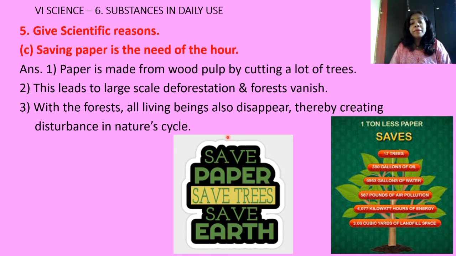We should always remember, children, when one living being on this earth is affected, all the other living beings are also going to be affected directly or indirectly. See, save paper, save trees, save earth. See, 1 ton less paper is going to save 17 trees, a lot of oil, a lot of water. It will cause less air pollution, energy saved, space, landfill space means the trash on the earth is also saved. So children, there is so much of saving when we save little bit of paper.